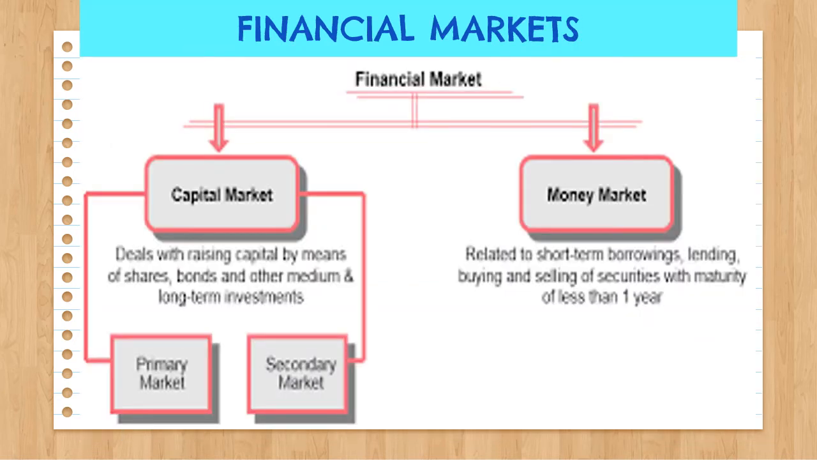In financial markets, we have capital and money markets. Money markets relate to short-term borrowing, lending, buying, and selling of securities with maturity of less than one year. The capital market deals with raising capital by means of shares, bonds, and other mediums of long-term investment. And under the capital market, we have the primary and secondary markets.